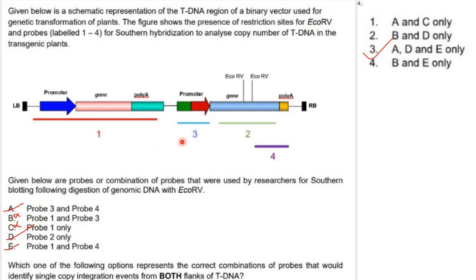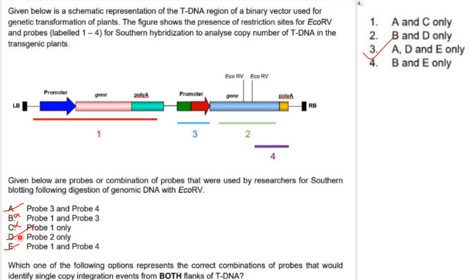So probe 3 and probe 4, yes, that can be used. Probe 3 will give you this side banding, and probe 4 will give you this side banding. So 3 and 4 could be used. Probe 1 and 3, they are both on the same side, so it cannot be used. Probe 1 only is on one side, so that also cannot be used. Probe 2, yes, it will hybridize on both the sides, that is here also it will give you one band, here also it will give you another band. So probe 2 could be used. Probe 1 and 4 also could be used on either side of the cleavage site. So that is also correct.